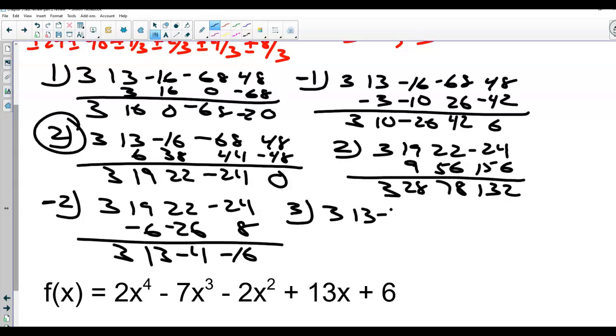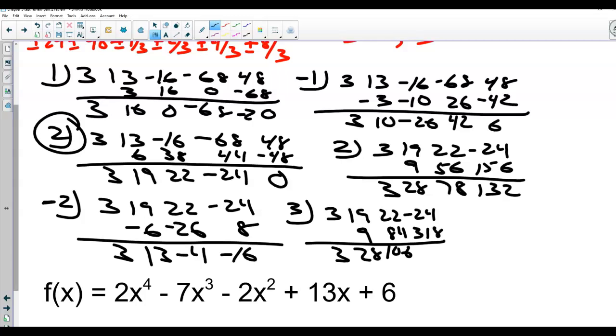Let's try 3. 3, 19, 22, and negative 24. 3 times 3 is 9. 28 times 3 is 84. 106 times 3 is 318. It's clearly not going to be a number that works. So based on what I told you, negative 3 better work. Because that's your last option.